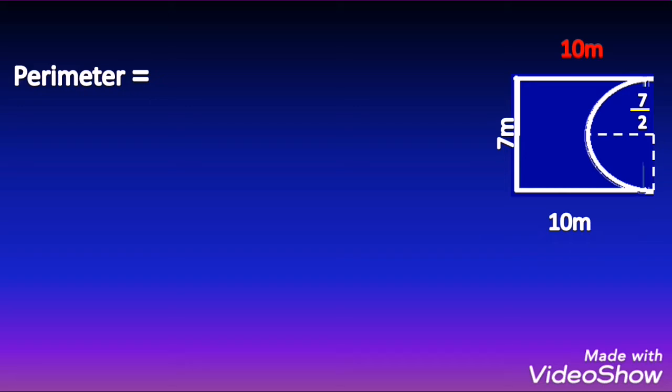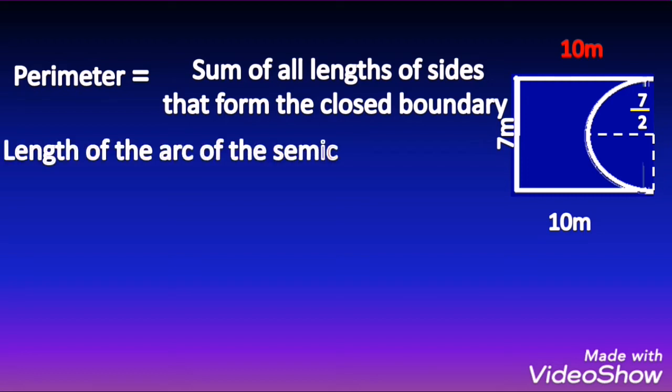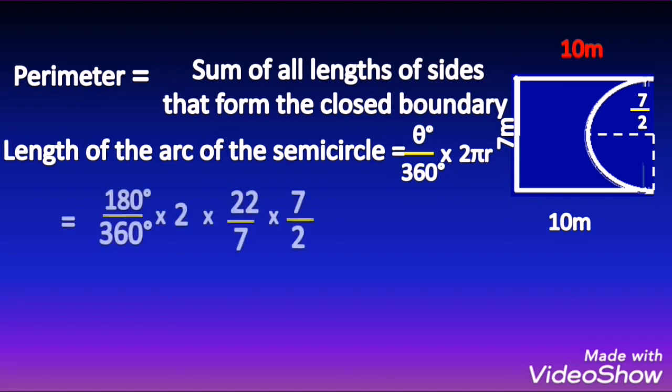To find the perimeter of the given shape, we have to add all the sides. So perimeter is equal to the sum of all lengths of the sides that form the closed boundary. So let us find the length of the arc of the semicircle first. We know the formula for the length of the arc: theta by 360 degrees into 2 pi r. Theta is equal to 180 degrees because the central angle of the semicircle is 180 degrees. So it is 180 degrees by 360 degrees into 2 into 22/7 into 7/2.